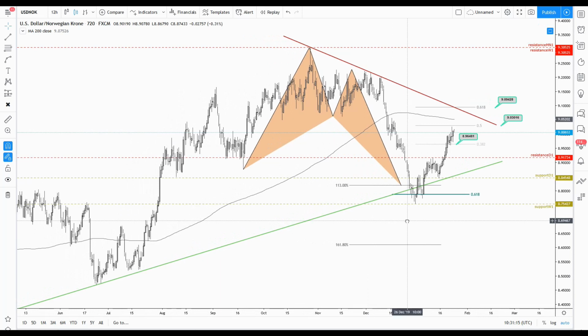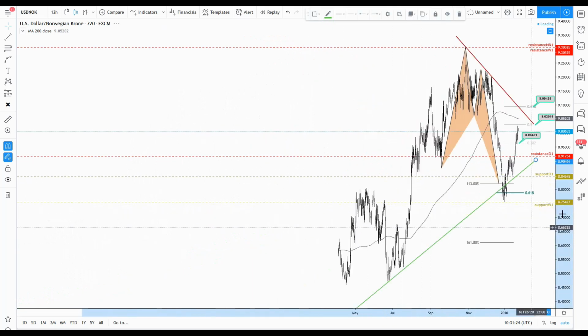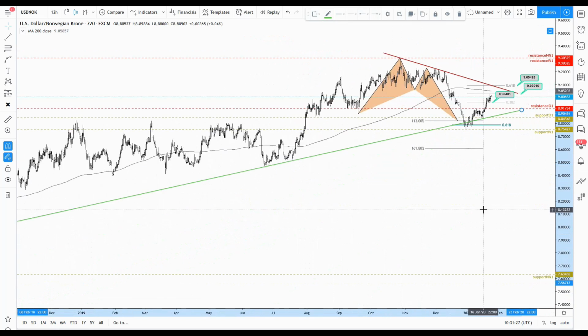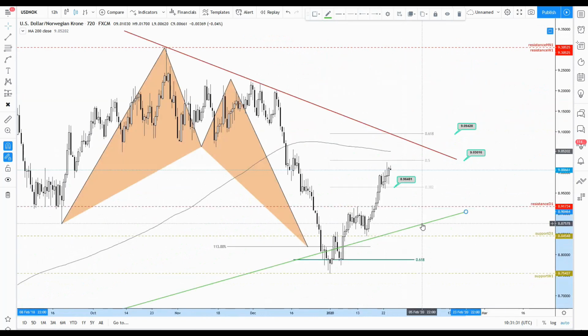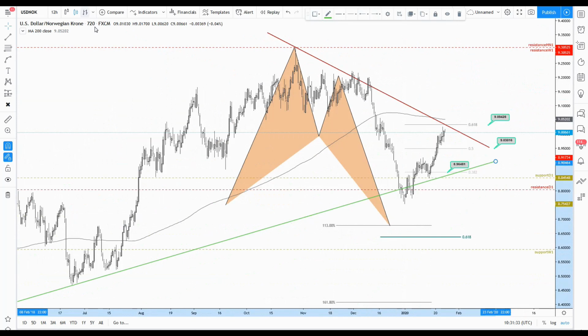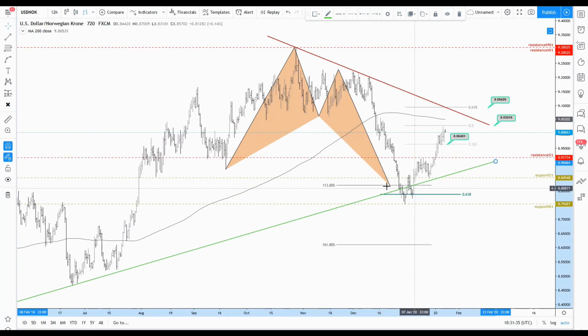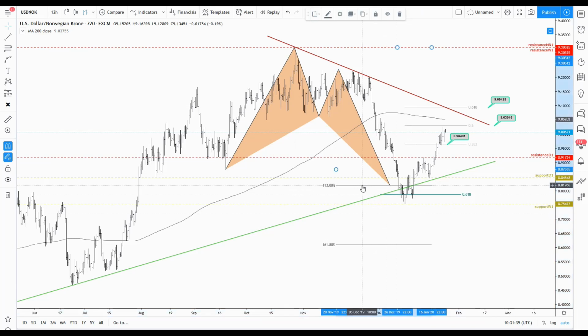But let's keep with the NOK for now. Norwegian krone, as I said before, nice trend line support there, holding the price multiple times, and with the price approaching that level again, I started to search for potential patterns below. So the market has offered me a nice opportunity to go long at 113% fib, golden fib. As I mentioned before, the price completes the pattern.